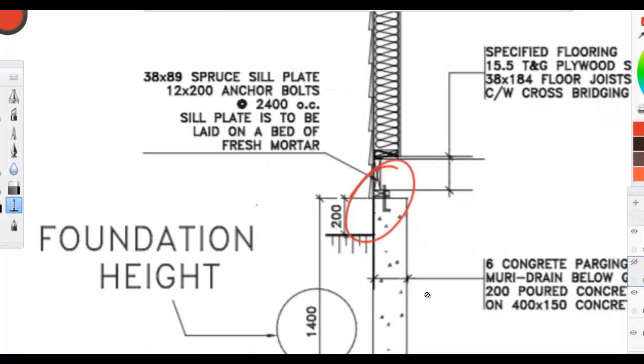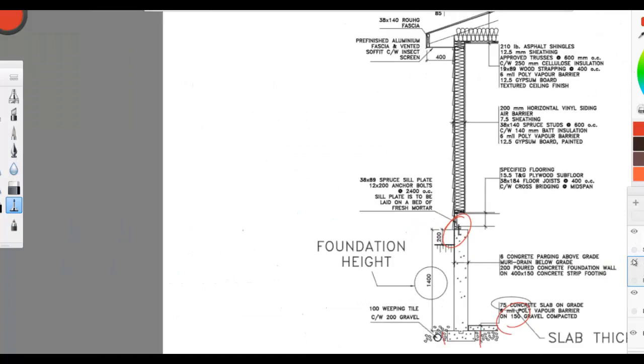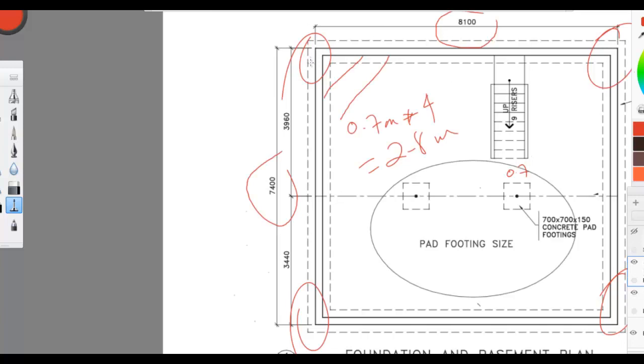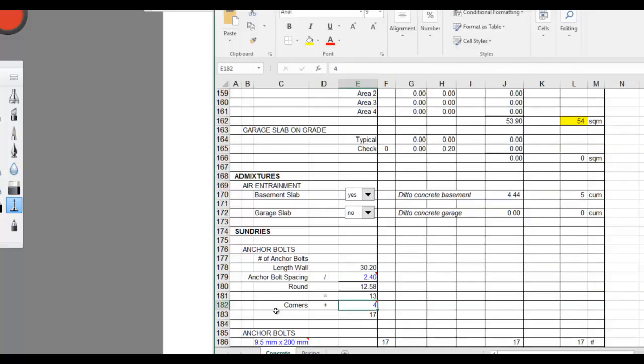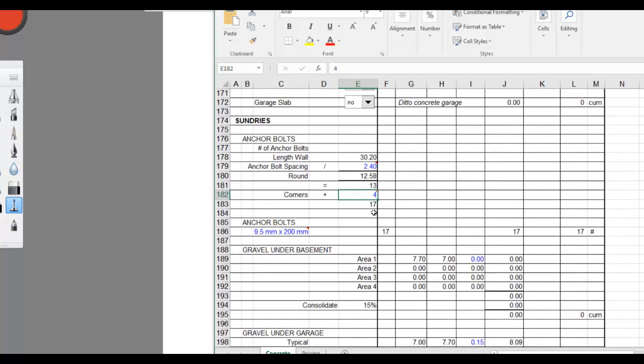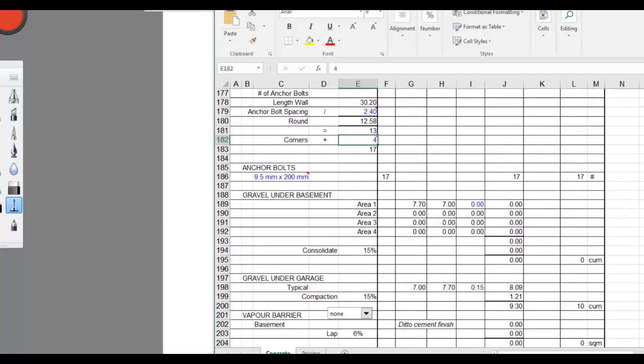So if you look at the plan, we'll see there is corners to it. This is one corner, second, and this is third corner, and this is fourth. So all you need is to input these four corners here, and you get the total number 17 anchor bolts you need. Now the gravel is the last part in our calculation here.